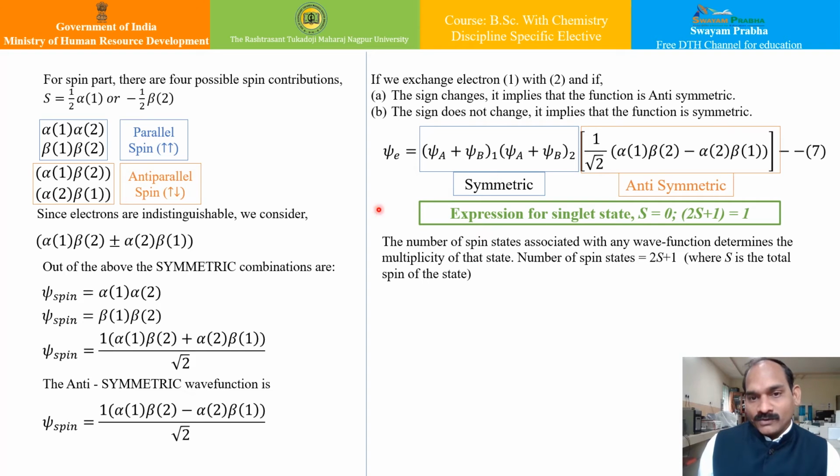So your overall wave function will be given by this, and because of this antisymmetric part, the overall wave function is antisymmetric. And the expression for the singlet, for S equal to 0, 2S plus 1 will give you 1. The spin state will be equal to 1. The number of spin states associated with any wave function determines the multiplicity of that function, and this multiplicity you can see here is 1, where S is the total spin of the state.